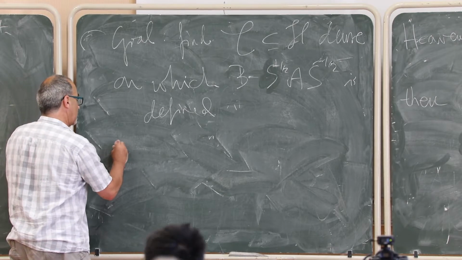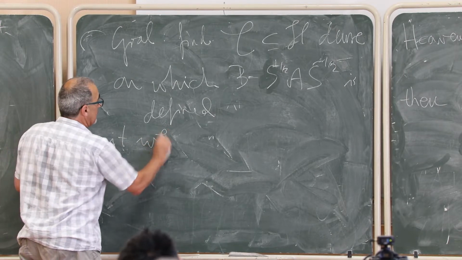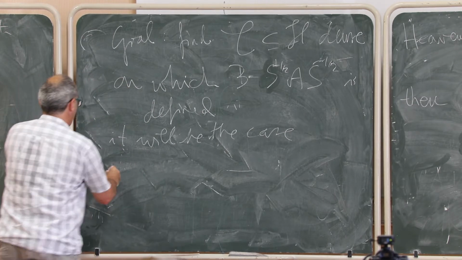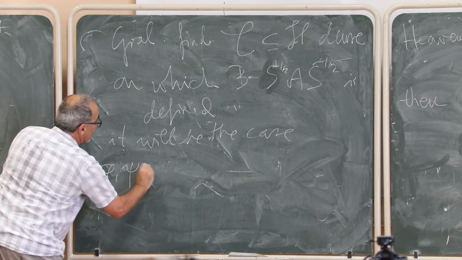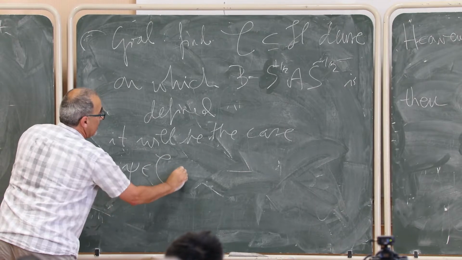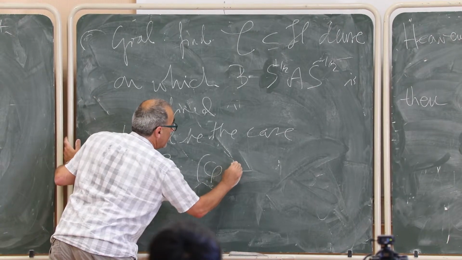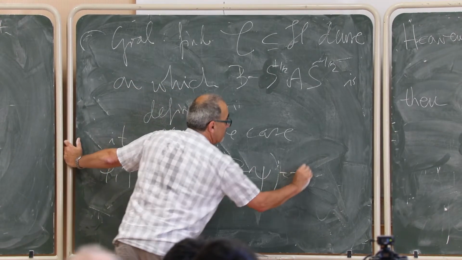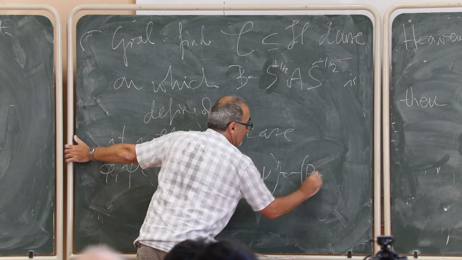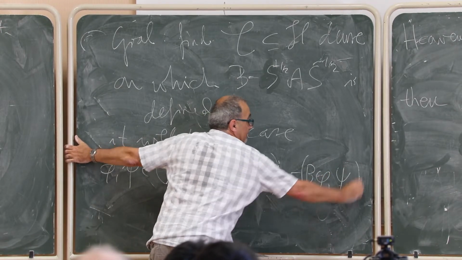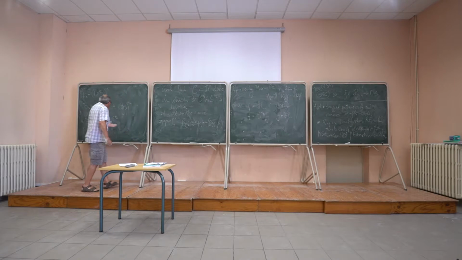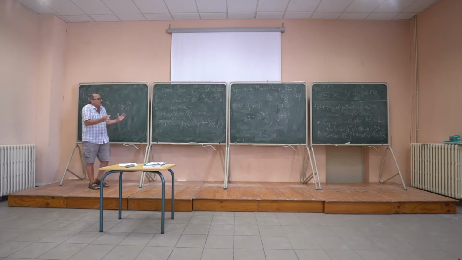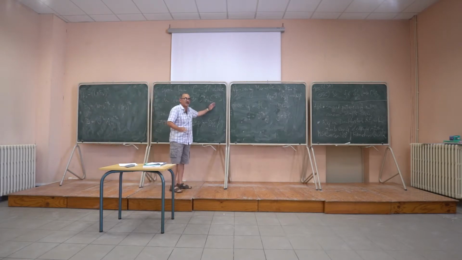It will be the case that for phi and psi in C, it is the case that B phi, psi equals minus phi, B psi. Why? Because these are self-adjoint. I chose a set of functions on which the things make sense.